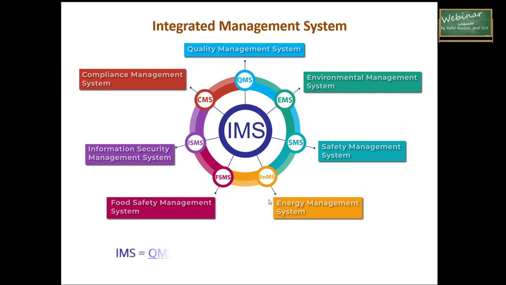So it means that when we are talking about the integrated management system, it is the sum. Actually, we shouldn't say it is the sum, it is the combination of all those elements: quality management system, environmental management system, safety, energy management system, food safety, and information security. And of course we can combine more management systems if it is needed, if our business requires this.